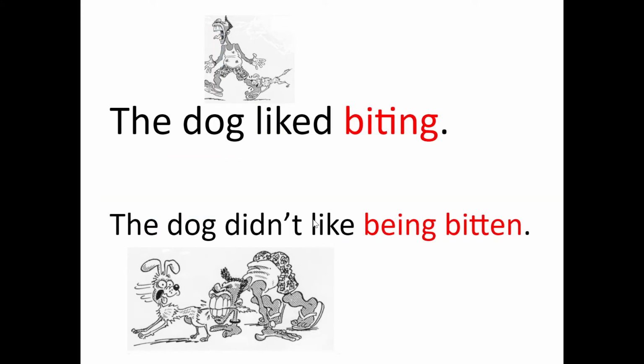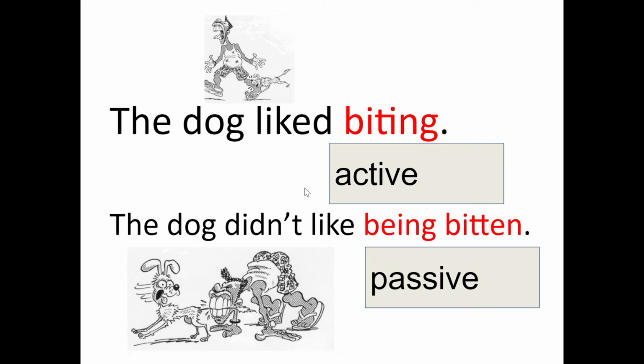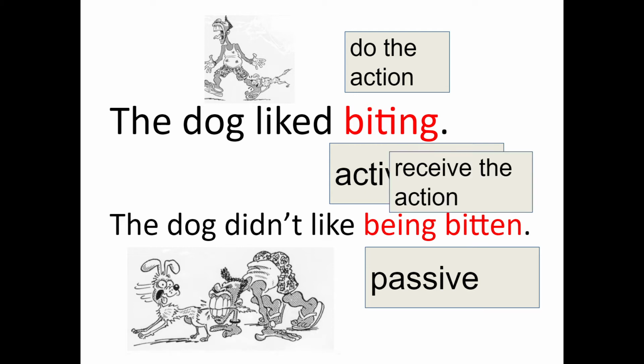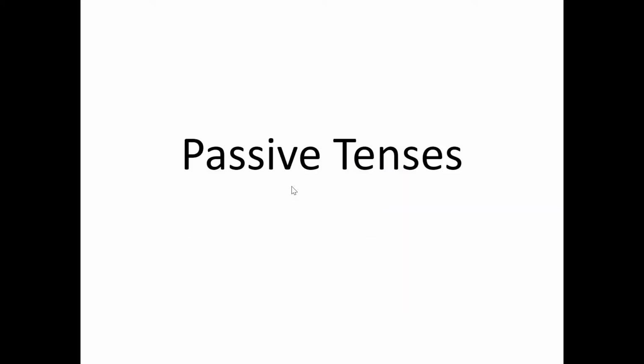More examples. The dog liked biting, active. The dog didn't like being bitten, passive. Again, the dog liked biting, the dog is doing the action. The dog didn't like being bitten, the dog is receiving the action.